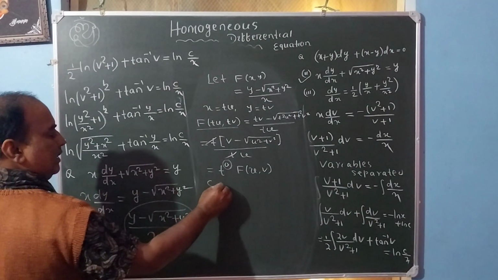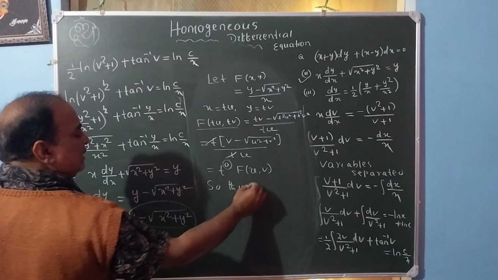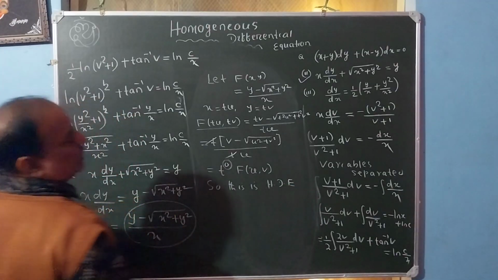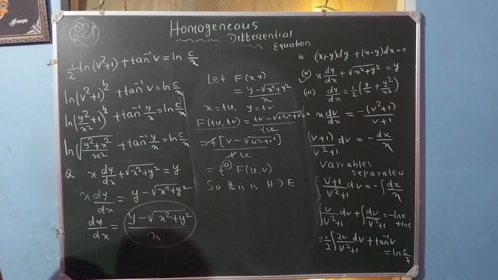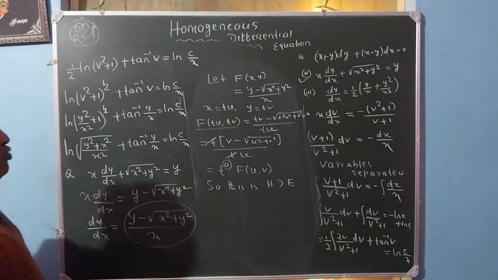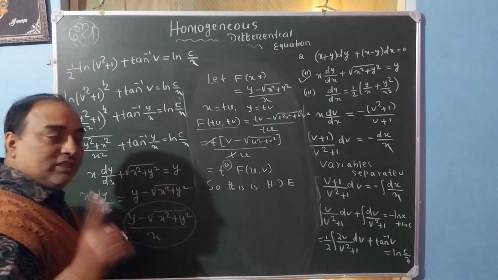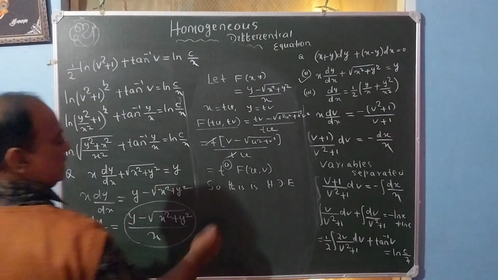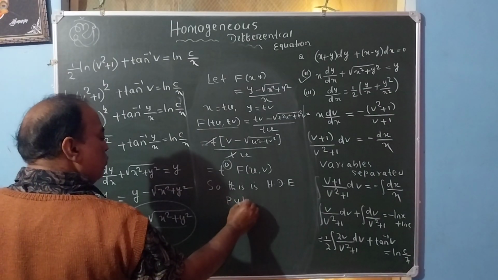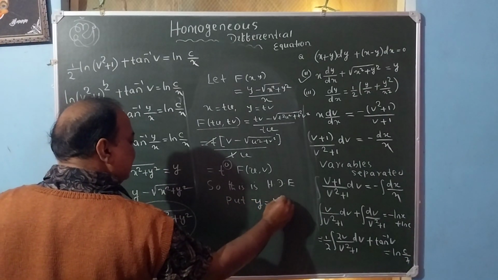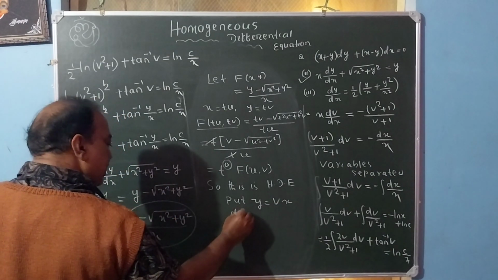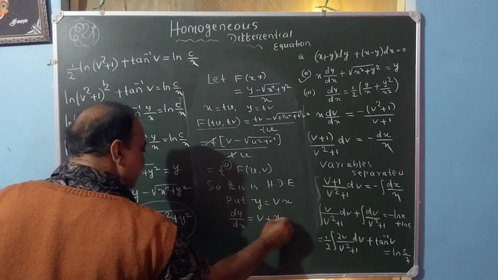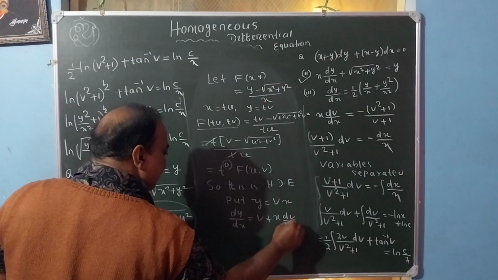So this is a homogeneous differential equation. Always write down that when it is a homogeneous differential equation, then put y is equal to vx. So dy by dx is equal to v plus x dv by dx.